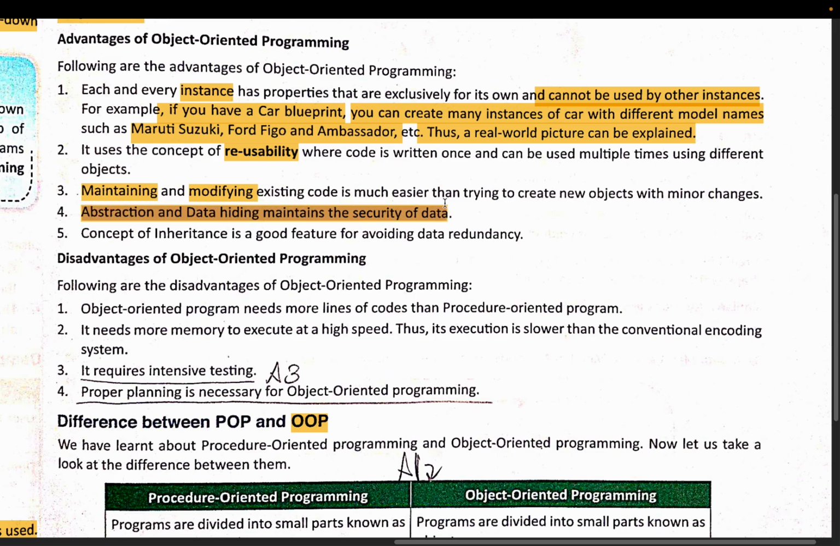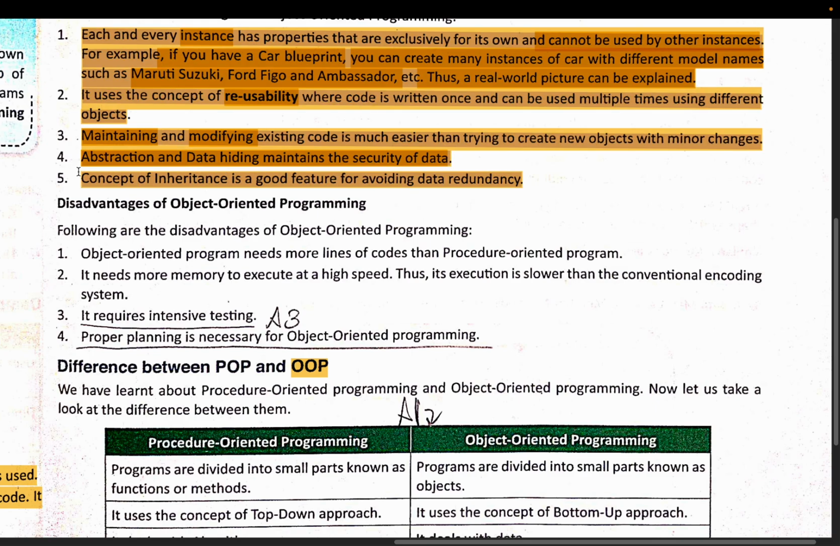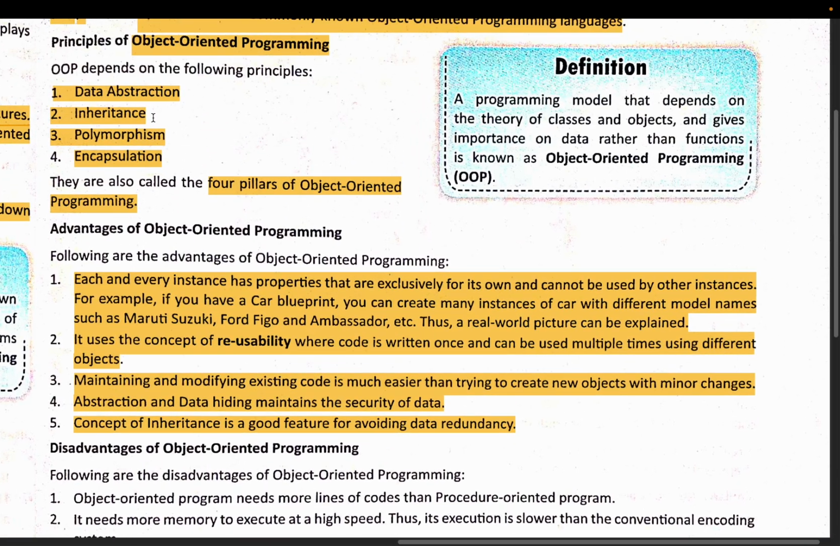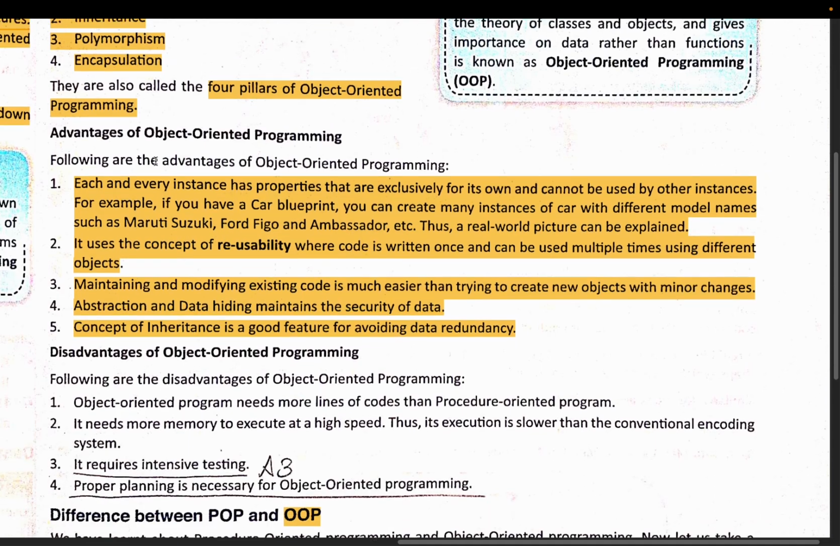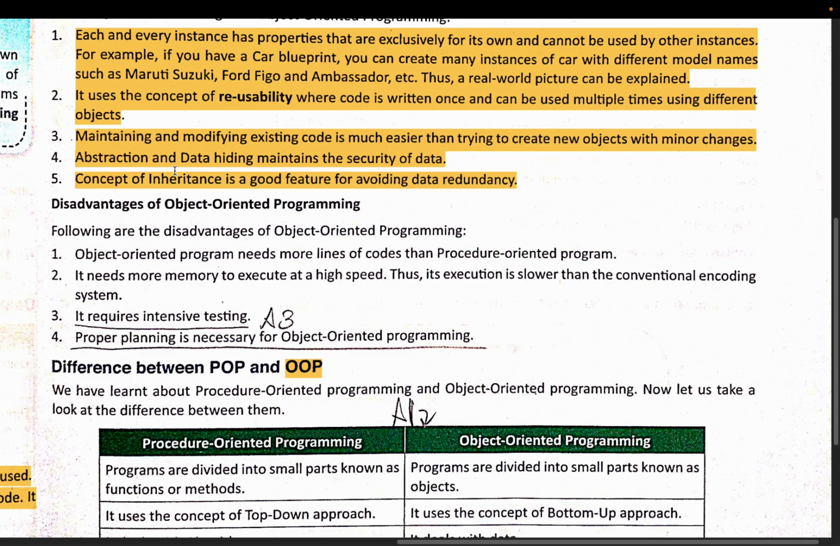Abstraction and data hiding maintains the security of the data. This we would come to again, and inheritance also we will come to again. Why am I leaving it? Because we would study it in the next video, and I would be detailing it and I'll come back to this.